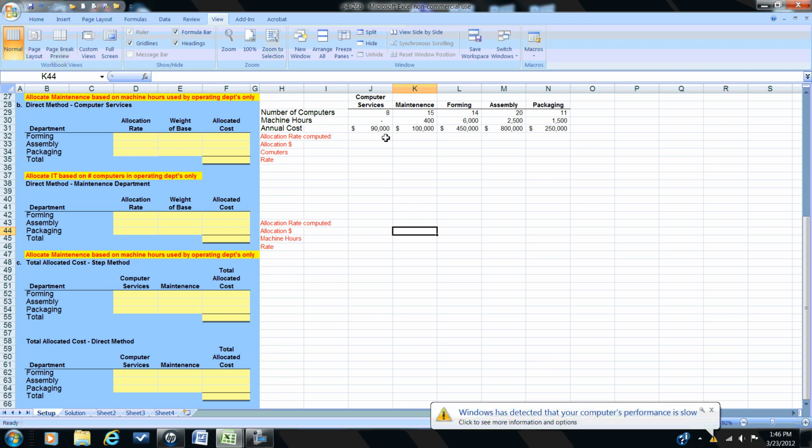We have projected our annual cost for our departments. These costs come out of our cost estimation process. We can use any of those methods we discussed previously to come up with these projected annual costs. Our task here is to allocate the costs of the service departments, the computer services and the maintenance, to our three operating departments. Why does a business do this?